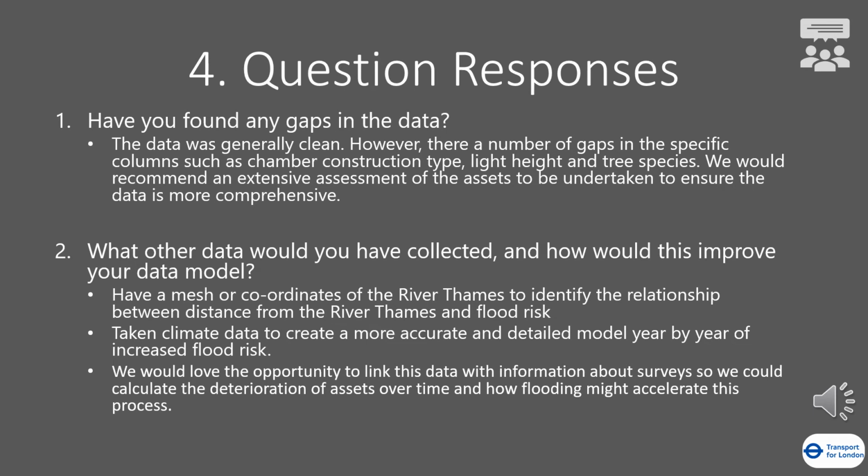Our second question was, what other data would you have collected and how would this improve your data model? This would be improved by having a mesh or coordinates of the River Thames to identify the relationship between distance from the River Thames and flood risk. We would have taken climate data to create a more accurate and detailed model year by year of increased flood risk. We would love the opportunity to link this data with information about surveys so we could calculate the deterioration of assets over time and how flooding might accelerate this process.